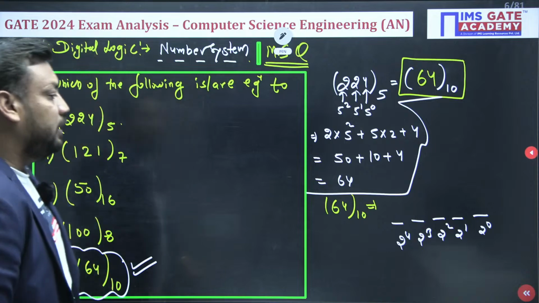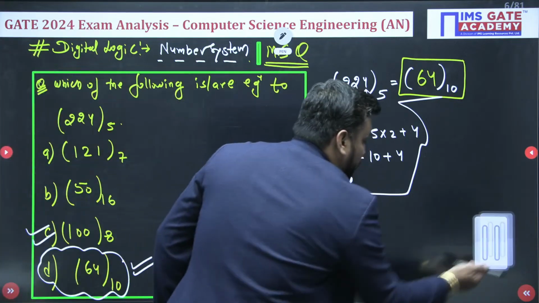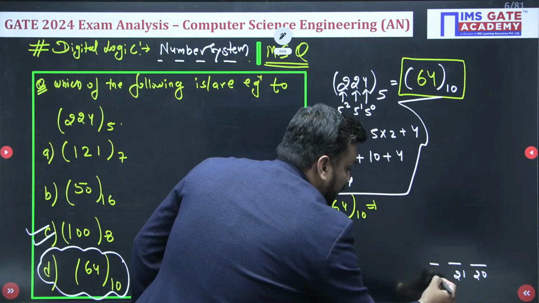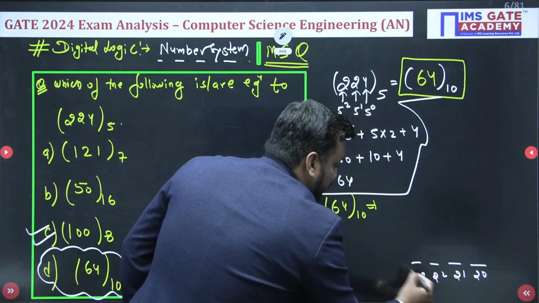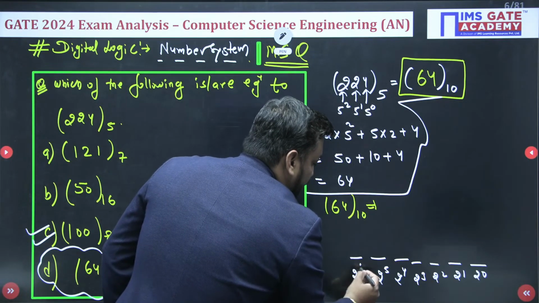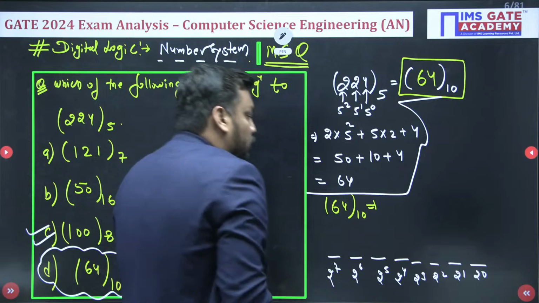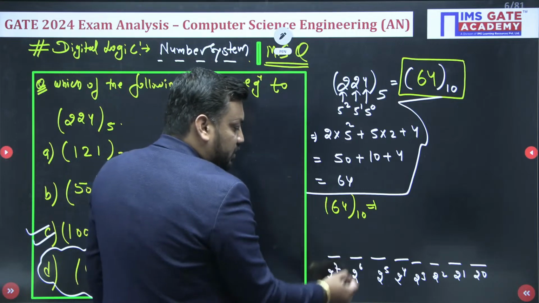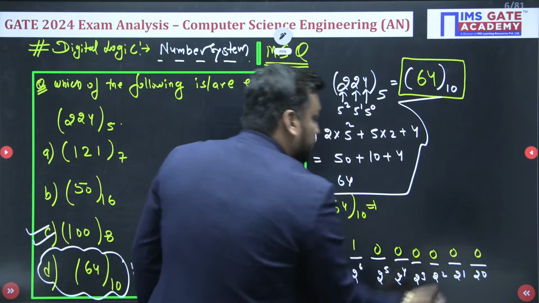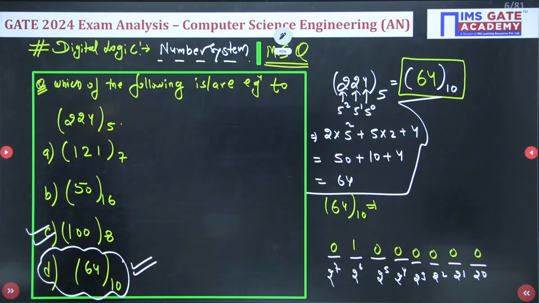Is this clear or not beta? So if you know the weight concept, you can write like this: 2 to the power 0 weight, 2 to the power 1, 2 to the power 2, 2 to the power 3, 2 to the power 4, 2 to the power 5, 2 to the power 6, and 2 to the power 7 and so on. So what do you want? You want only 64, which is 2 to the power 6, so 0, 1, 0, 0, 0, 0, 0, 0. Yeah, simple. I hope it is clear to you.